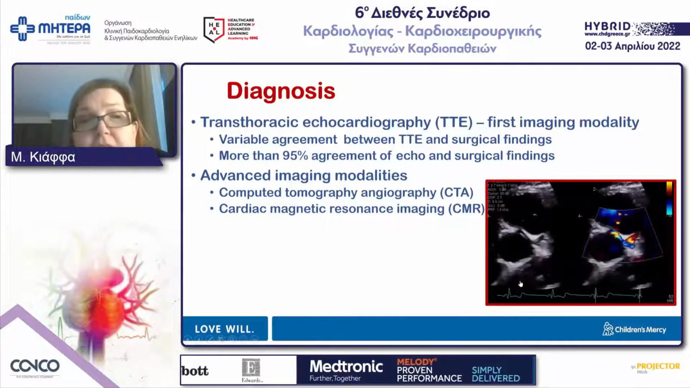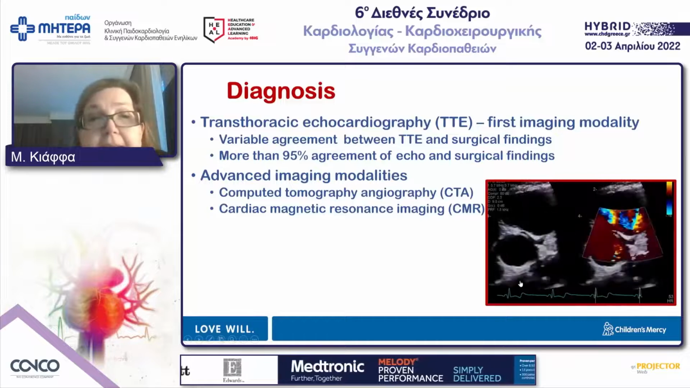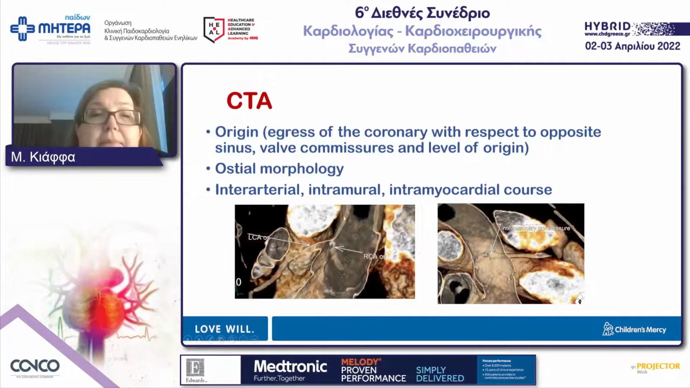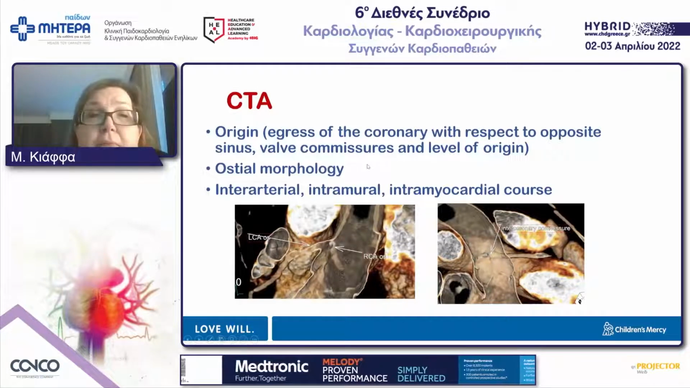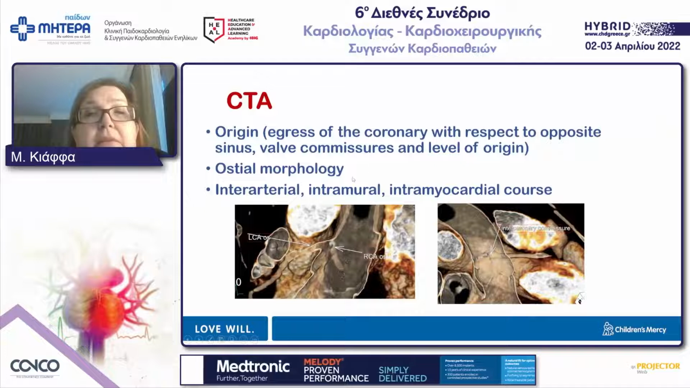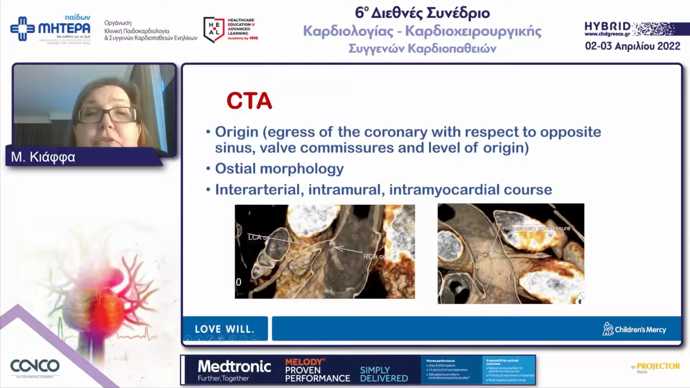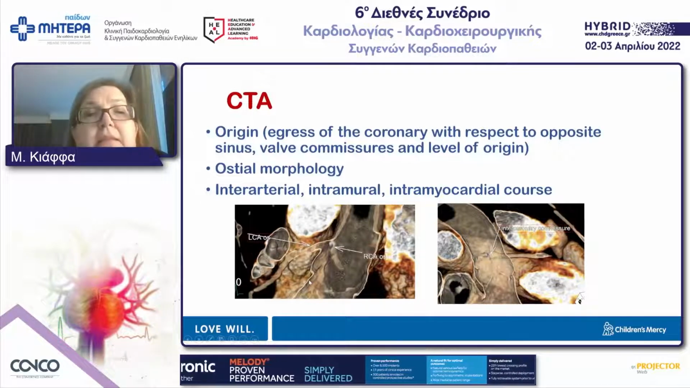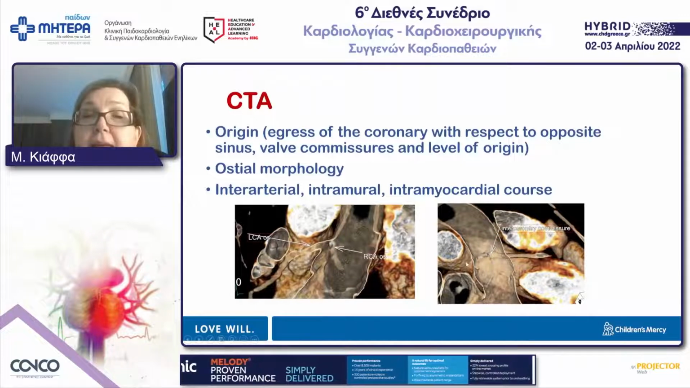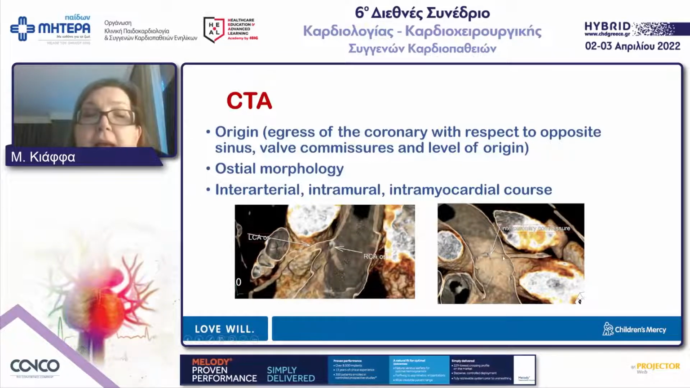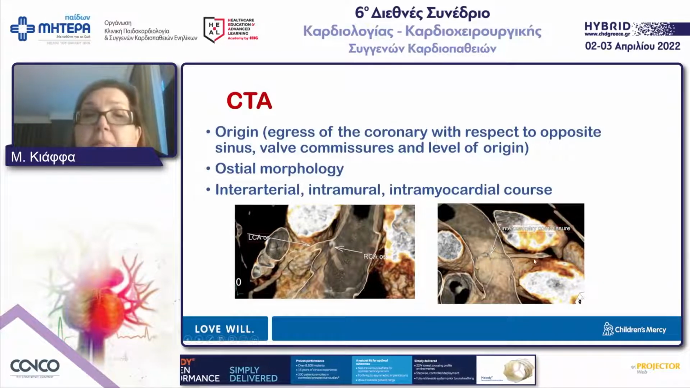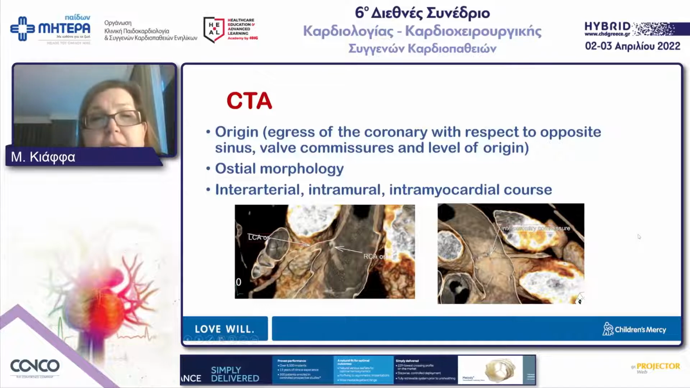Of course, there are advanced imaging modalities, a gated CTA or a CMR. The CTA will give us a lot of information. It will give us the origin of the coronary with respect to the opposite sinus, valve commissures, and level of origin. It can give us the ostial morphology. You can see here a slit-like ostium of the right coronary that's coming from the left, and it can give us the extension of the intramural course. Anything that is above 5 millimeters is considered significant. And of course, if there's an intramyocardial course, it can show us as well.